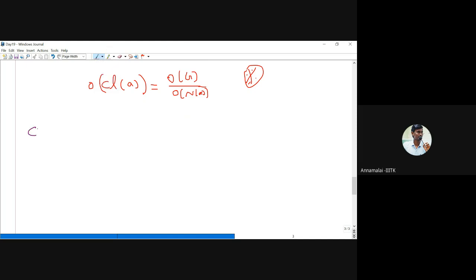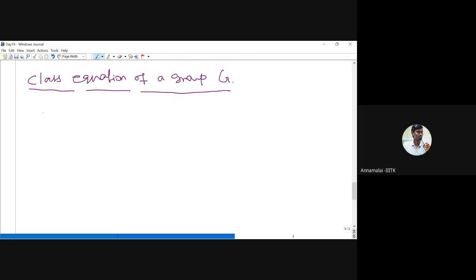Very important equation: the class equation of a group G. So what does the class equation say? If G is a finite group, then the order of G can be written like this.